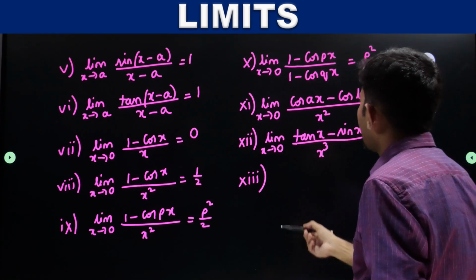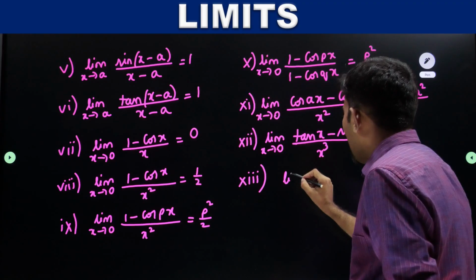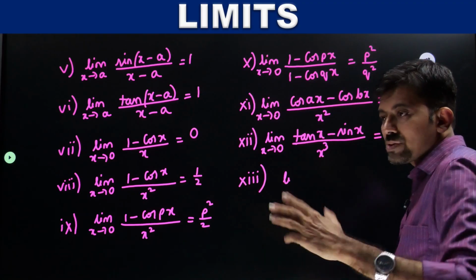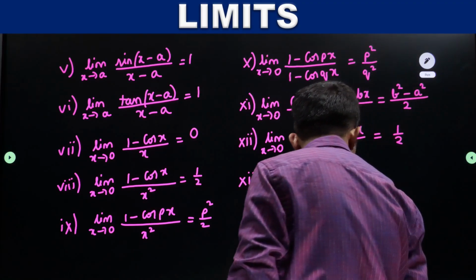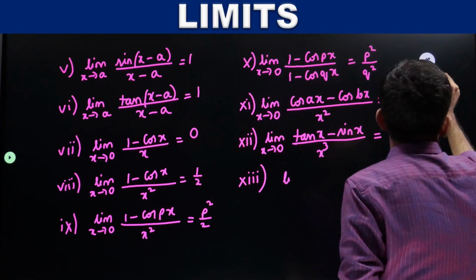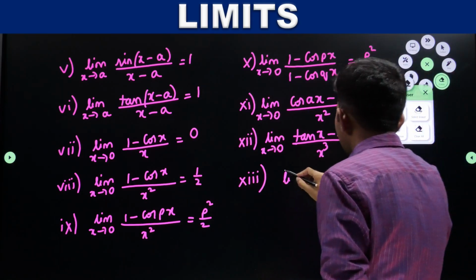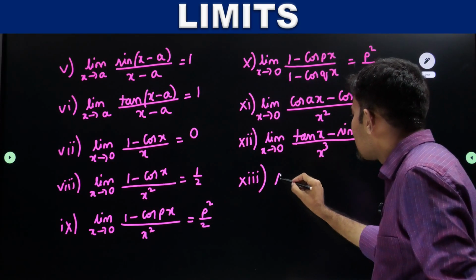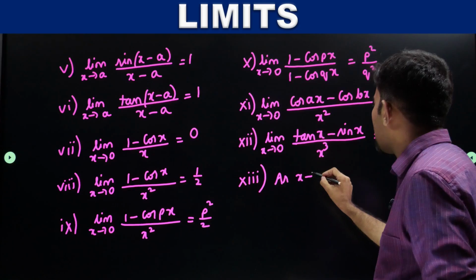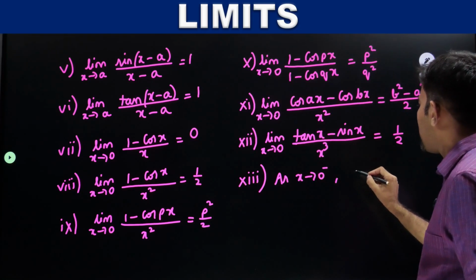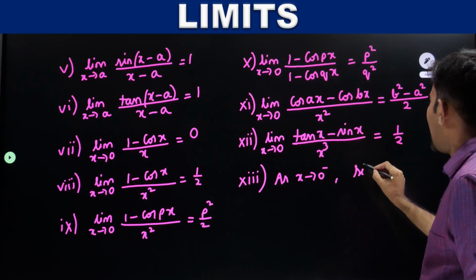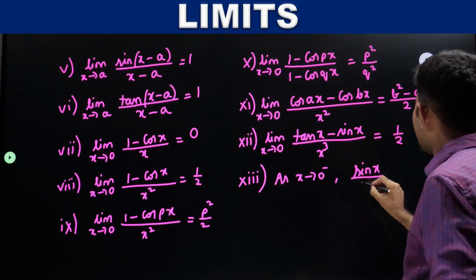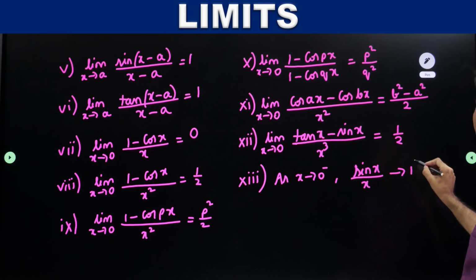And also you must know that as x tends to 0 minus or 0 plus, sin x by x is slightly less than 1. I can tell you that in both the cases sin x by x is slightly less than 1. As x tends to 0 minus, sin x by x is tending to 1 minus.